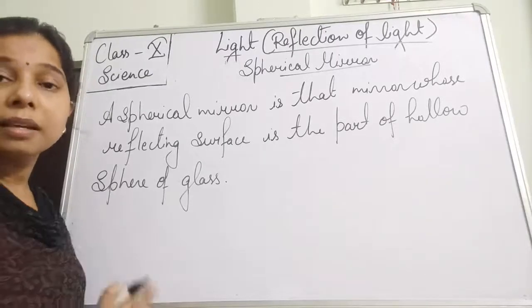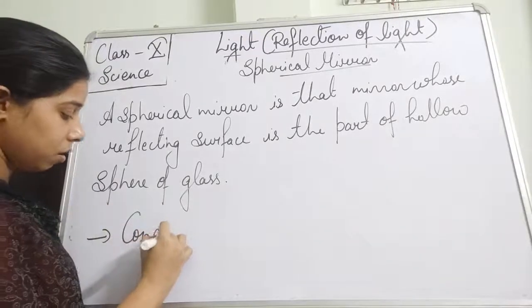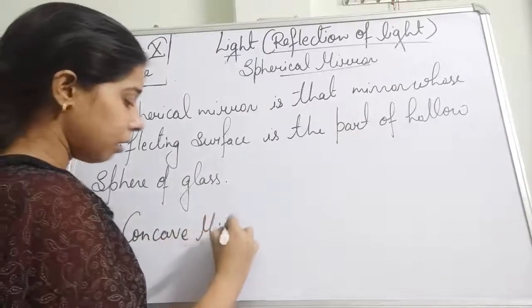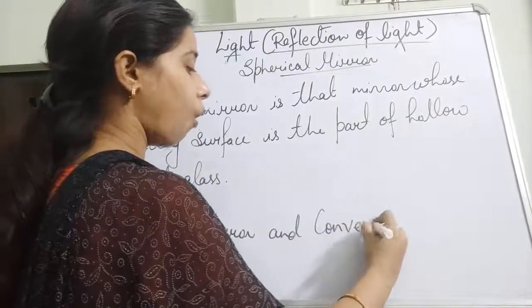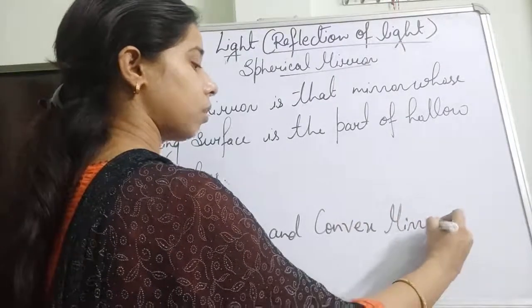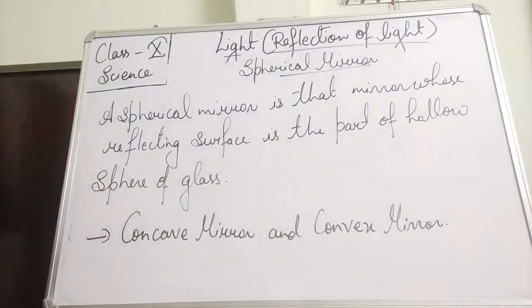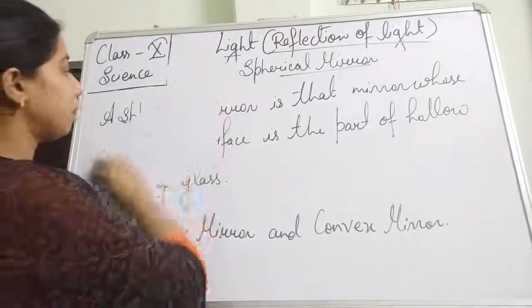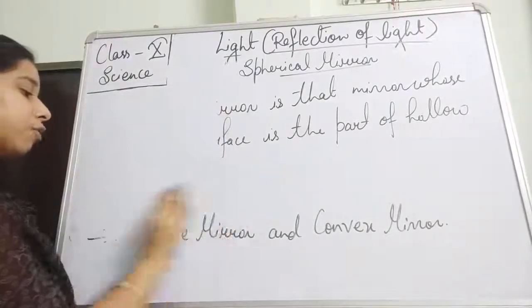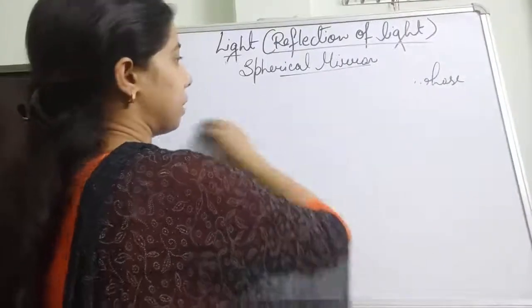This spherical mirror is divided into two types, concave mirror and convex mirror. Okay, so these are the two types of mirror. Let me write what we understand by the concave mirror, and then we will try to understand what we understand by the convex mirror.